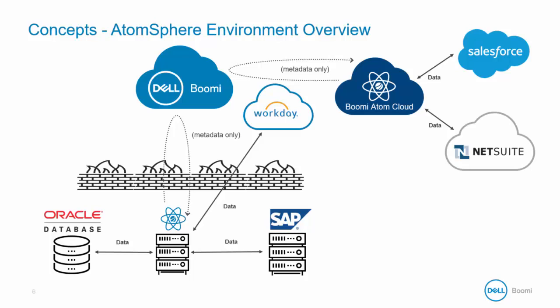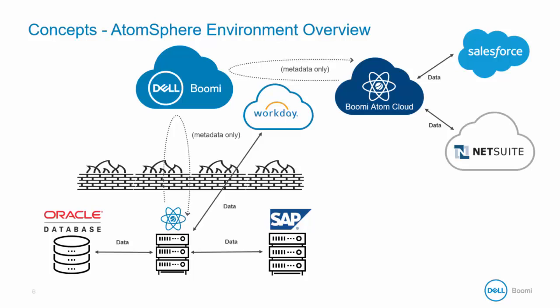In general, the runtime is the engine that will execute an AtomSphere process. There are different types of runtimes with benefits and considerations that we'll be looking at. The AtomSphere platform will always be used to build and create the process. Then the runtime is used to execute the process.